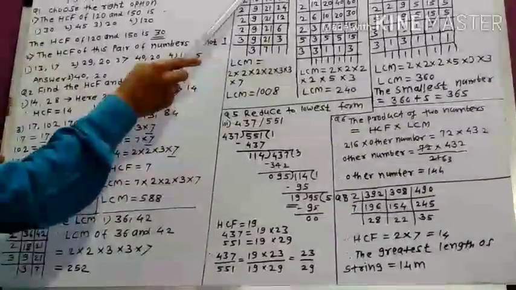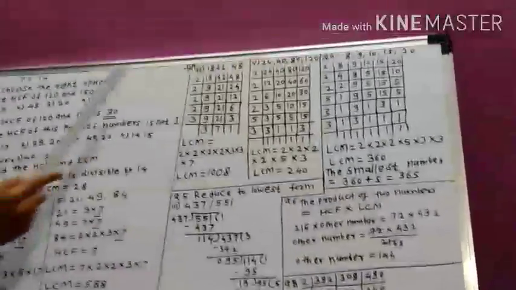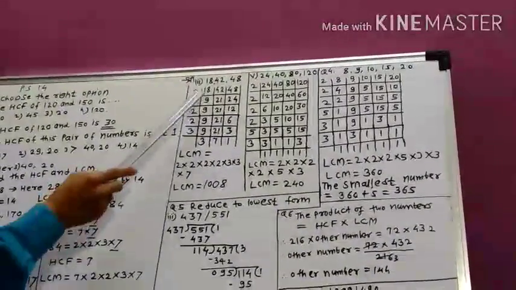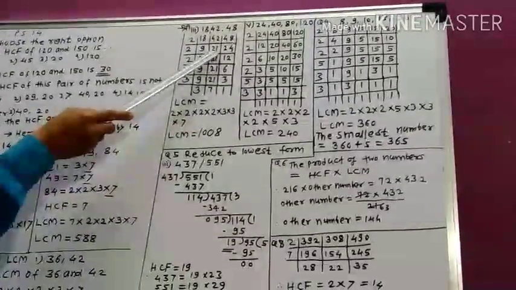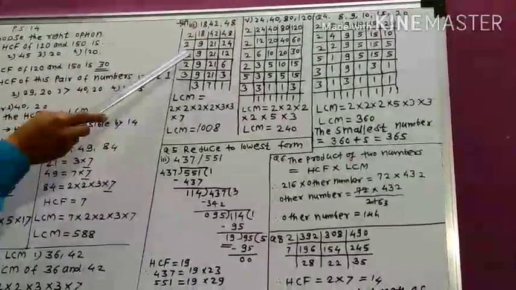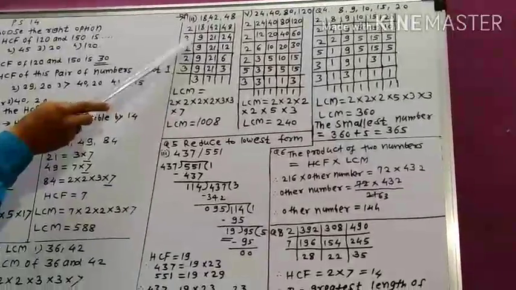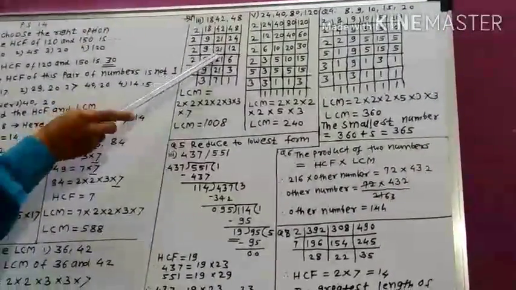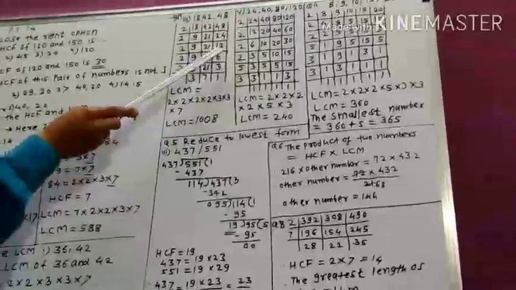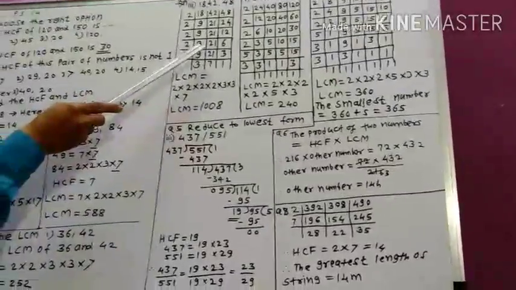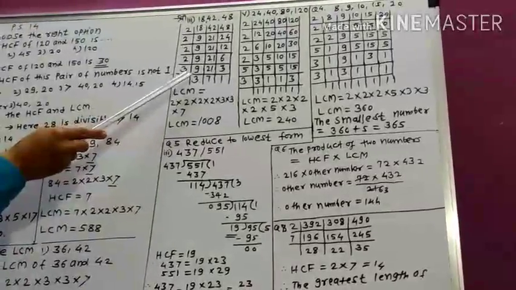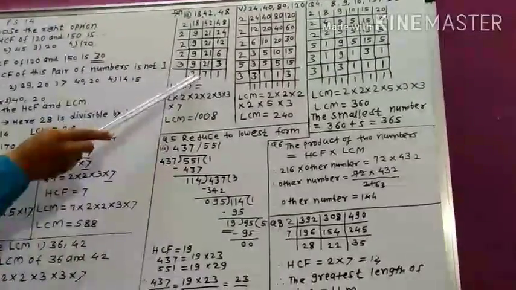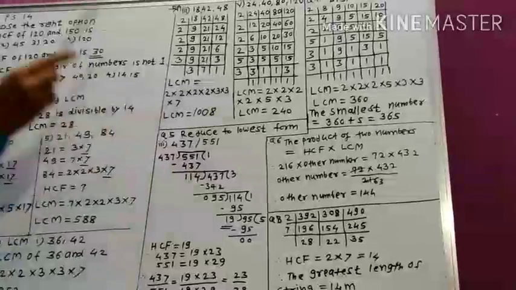Then third example, 18, 42, 48. Write down in this way. First, all these three numbers are divisible by 2. We get quotient 9, 21, 24. This 24 further divisible by 2. We get quotient 9, 21, 12. This 12 again divisible by 2. We get quotient 9, 21, 6. Then these all numbers are divisible by 3. We get quotient 3 and 7 and here 2.